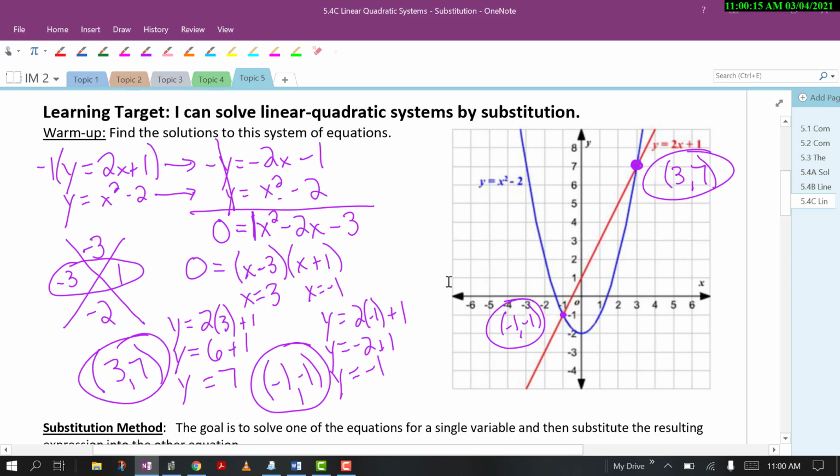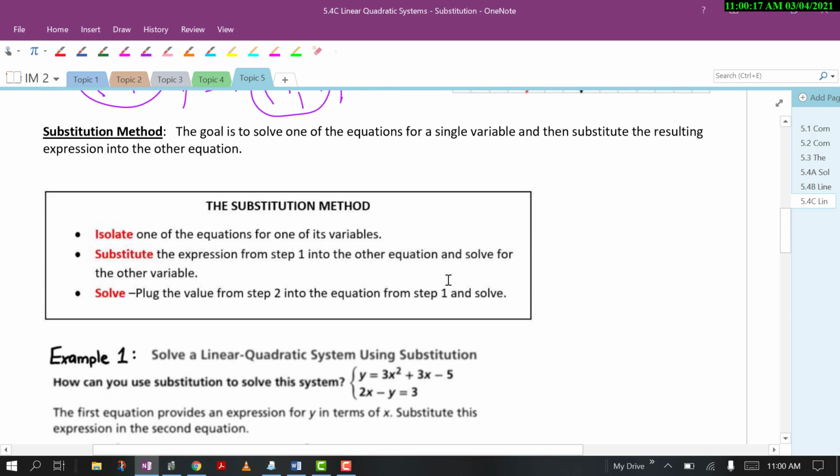So let's move on a little bit. Today we're going to talk about the substitution method. So we solve an equation for one variable, and then substitute it into the other equation. It doesn't matter what variable you solve for, it doesn't matter what you substitute in for, it doesn't matter what equation. We're going to isolate one of the equations for one of its variables, so solve for x or solve for y, substitute that into x or y depending on the equation, and then solve.